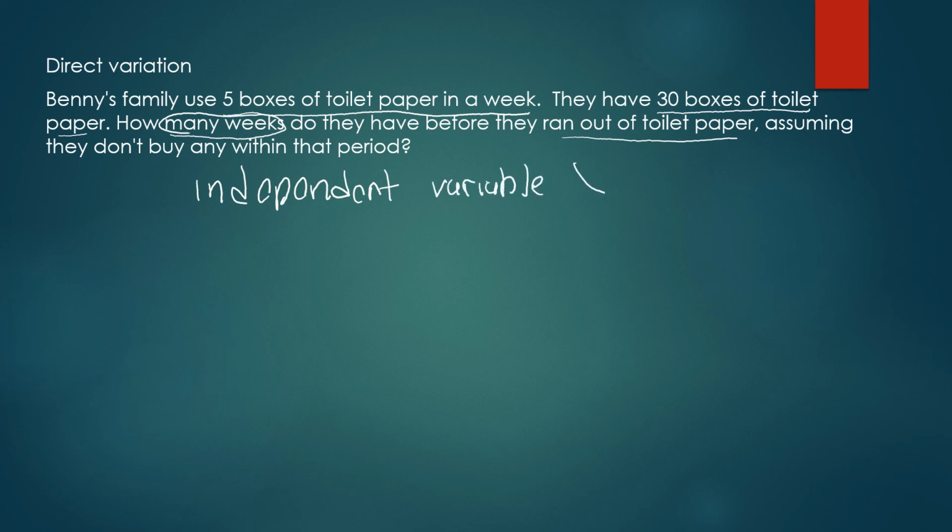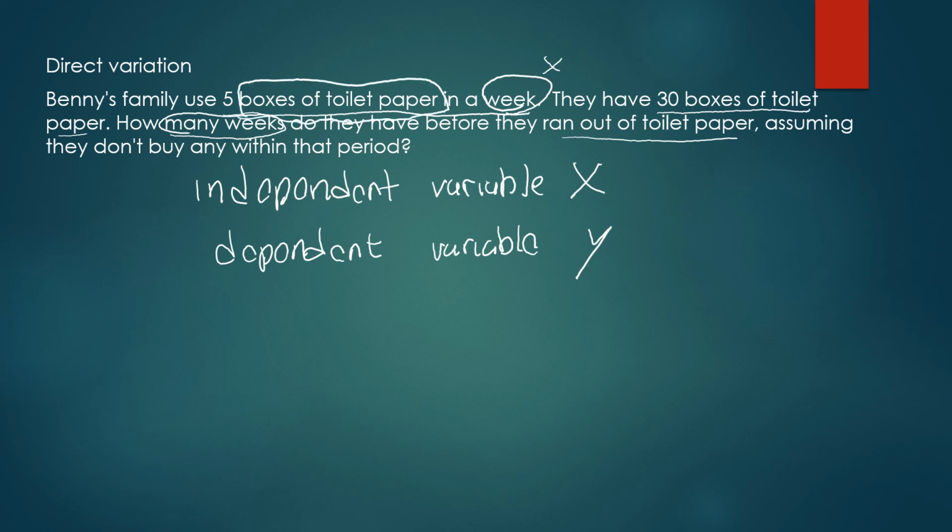Or basically what represents your x, and your dependent variable, the y. So as I'm reading this, it sounds like time or weeks is going to be your x, and the boxes of toilet paper are going to be your y, your dependent variable, because as the weeks go on, the amount of boxes of toilet paper changes. So this is going to be weeks. Y is going to be boxes of toilet paper.